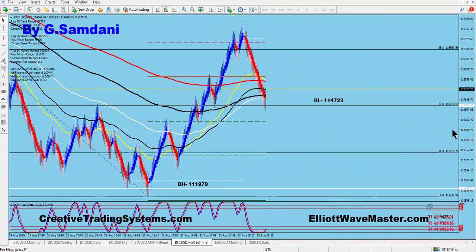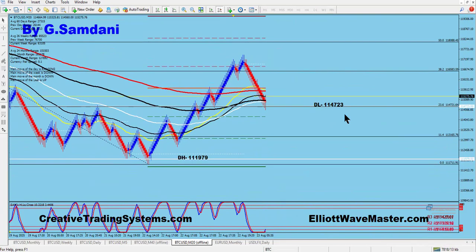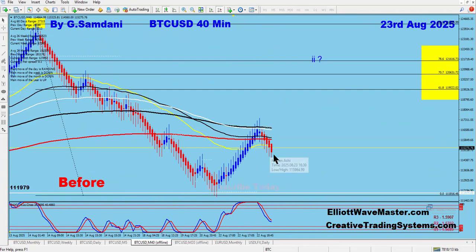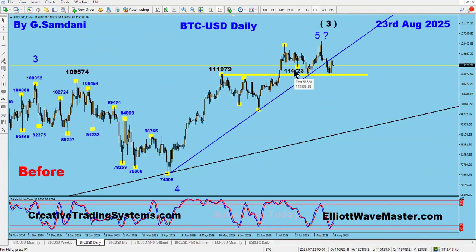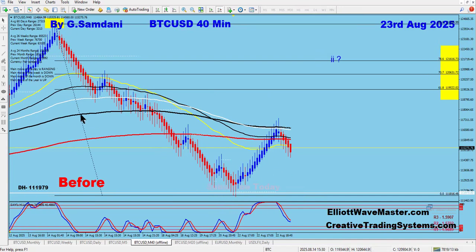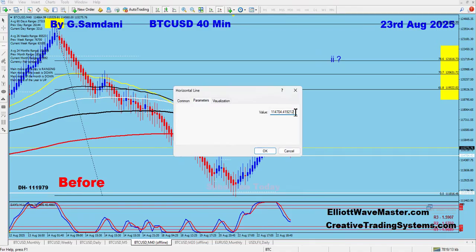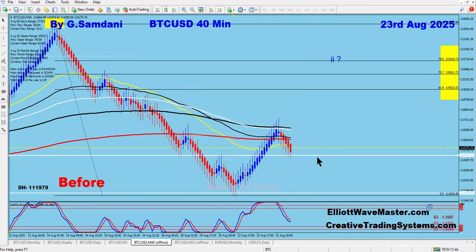And now it is making a long setup, right? And at a level, which level? It's 114,723. So let's take a look at that. You can see that this is the level, right? So you mark that level on a 40-minute chart, 114723. I should have it here, but I don't have it. 114723, right there, right? So this is the line, that line here.